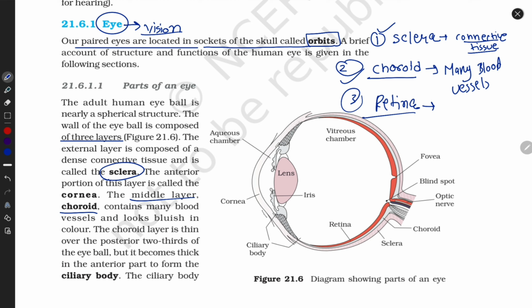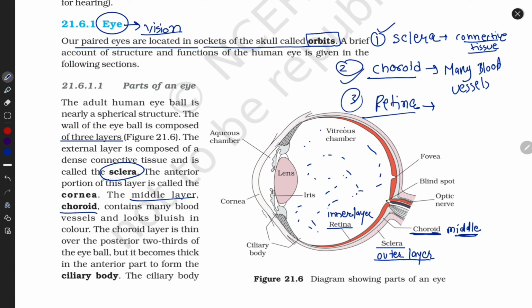Now our outer layer, we call it the sclera. This is our outer layer. Clear, guys? And the choroid, this is the middle layer. And the retina, this is our innermost layer. This is filled with liquid.